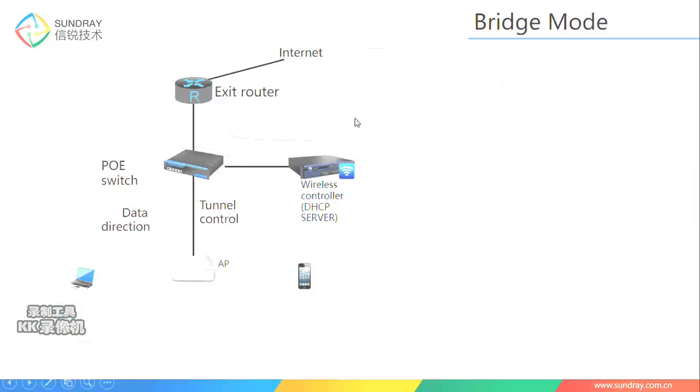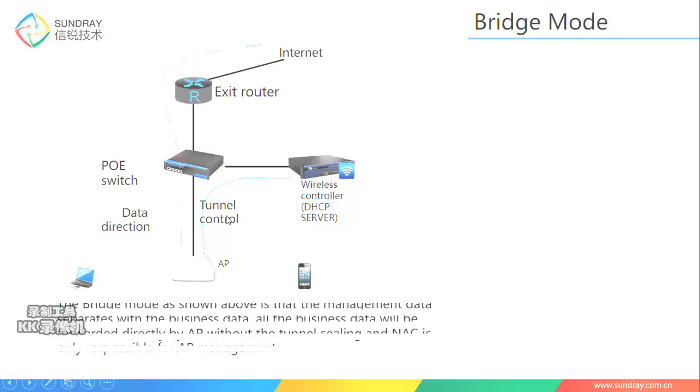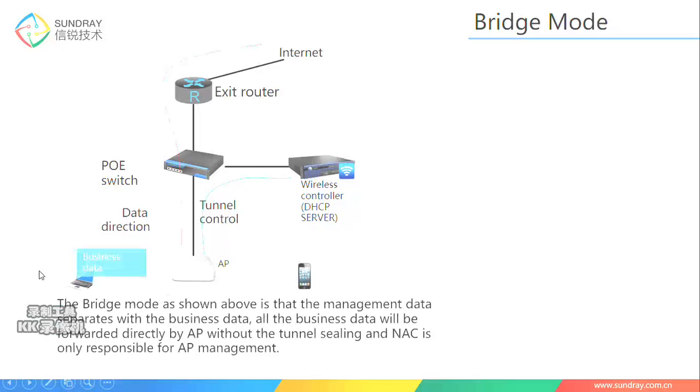And in bridge mode, we also have the control tunnel from the controller to the AP, so we have to make sure they can reach each other. And then in bridge mode, the data traffic goes from the terminal directly to the internet. No need to go back to the controllers, and there is no tunnel from AP to controllers. So this is the bridge mode. So we can see that there is less load for the controllers. It's just for managing the access points, and also we do marketing.